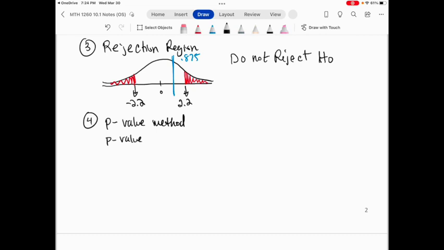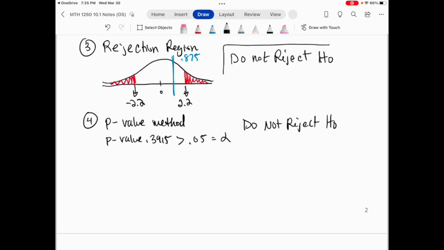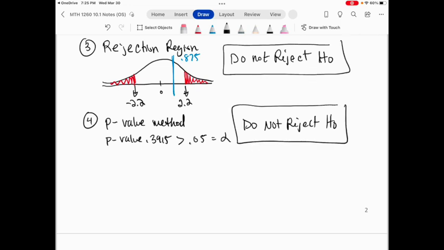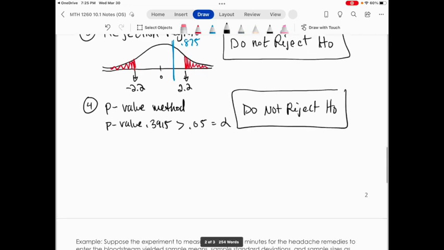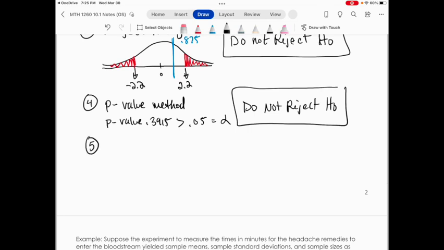For step 4, we're going to use the p-value method. We got that our p-value was 0.3915, and that's definitely bigger than our 0.05 for our alpha. And whenever our p-value is greater than our alpha, we say, do not reject the null hypothesis. So these two match up.